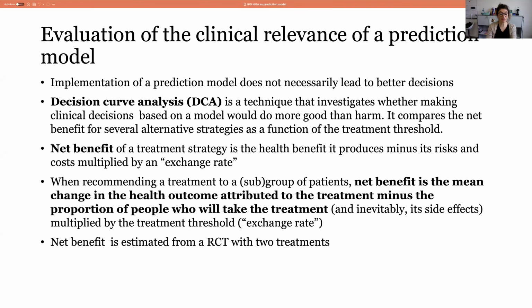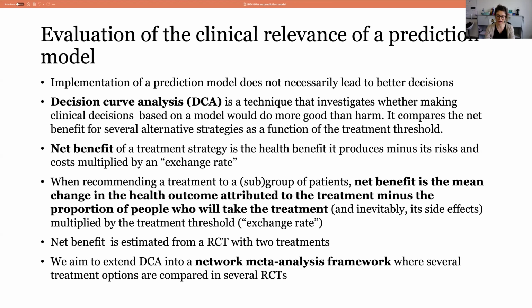And the net benefit approach has been estimated using data from a randomized trial comparing two treatments. And in this part of my presentation, I'll show you how we extended the decision curve analysis when we have several treatment options and when the data comes not from one RCT, but several RCTs connected through a network meta-analysis.